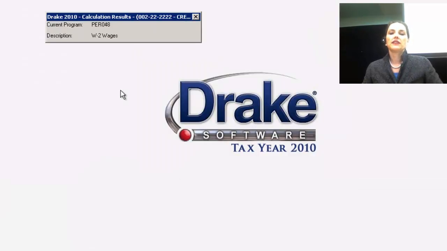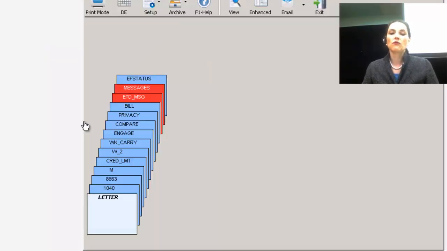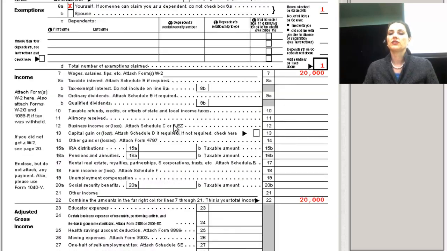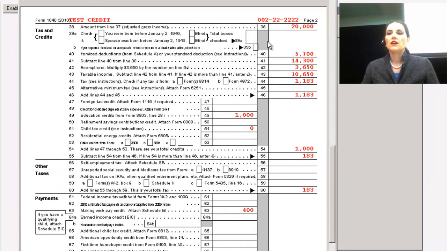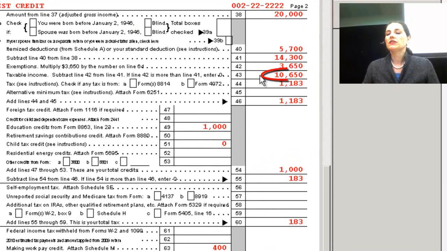So I've decided to give Test $20,000 of income rather than $15,000 of income. And let's see how things change. We move over to page 2 of the 1040. We can see that Test had $20,000 of income and the same $5,700 standard deduction. But this time around, his net taxable income is higher. He ends up with taxable income of $10,650.